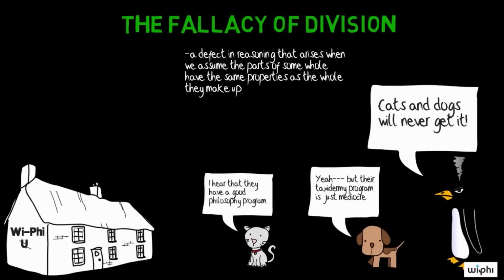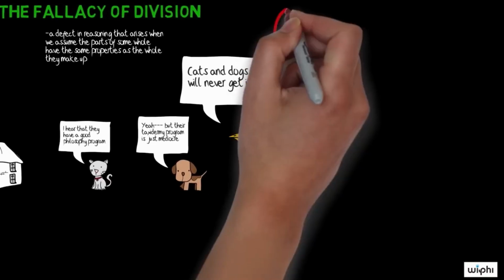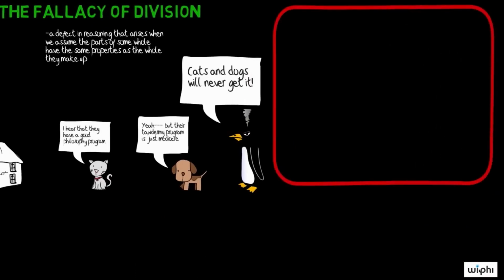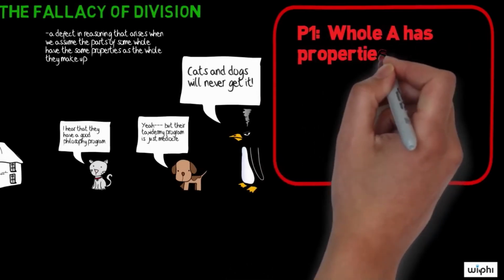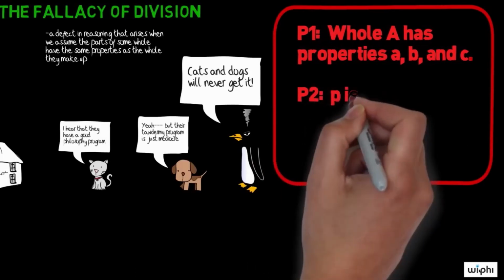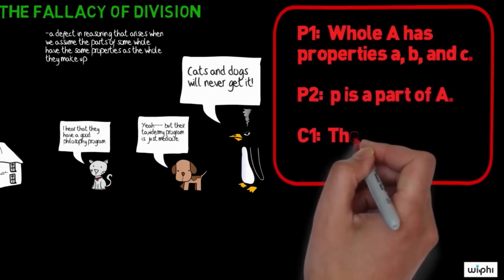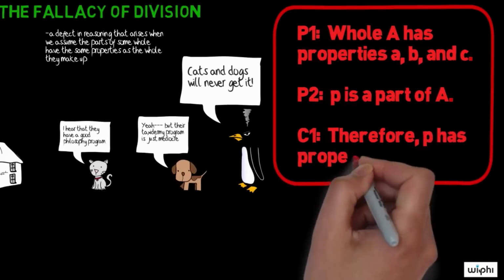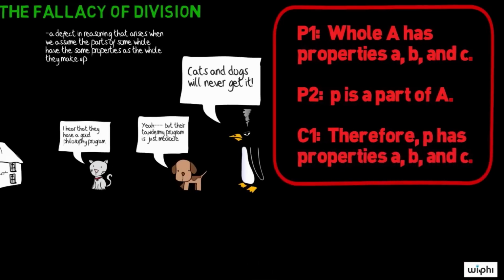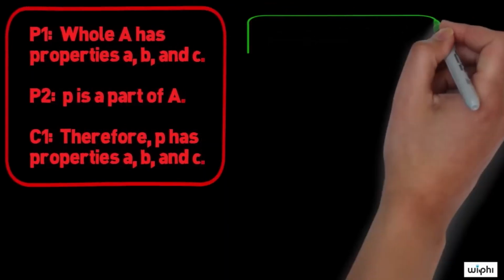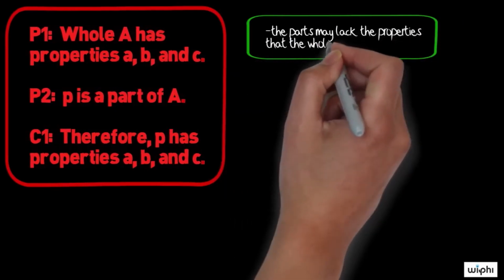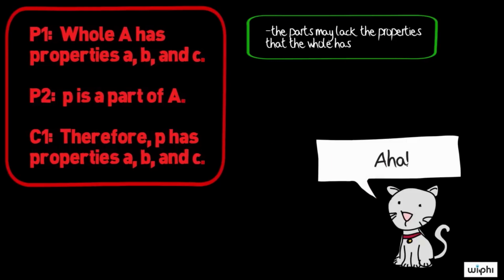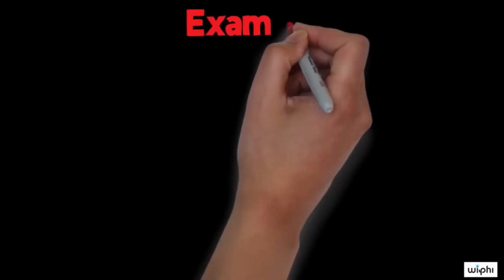So, sounds problematic, right? But let's represent the logical error more formally. The reasoning is something like this. Premise 1, whole A has properties A, B, and C. Premise 2, P is a part of A. Conclusion, therefore, P must have properties A, B, and C. The argument seems attractive, but the style of argument will not always lead to true conclusions. For it might not be the case that the parts and the whole have the same qualities. You may now be able to see what's going wrong with this line of reasoning. So let's look at a few examples.